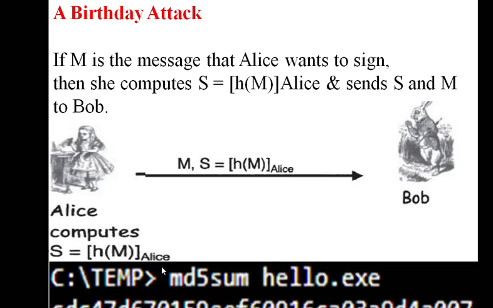For example, here they have already implemented this kind of program, so just try to analyze and understand it. Alice wants to send some message, so before sending she has to calculate the hash value. This is the hash value. Remember the last 4 digits, that is A007. So after calculating, she wants to send this message to Bob.